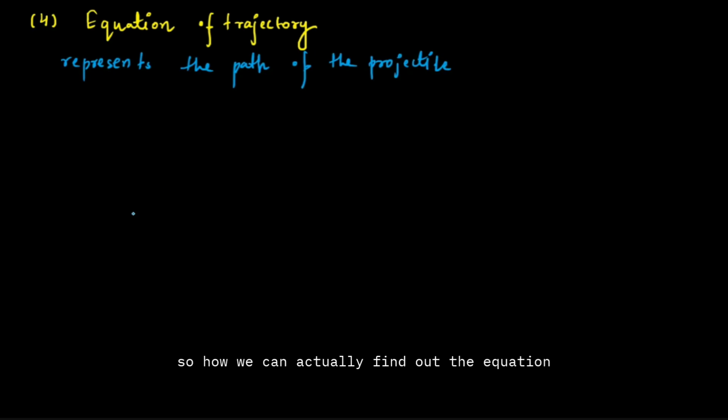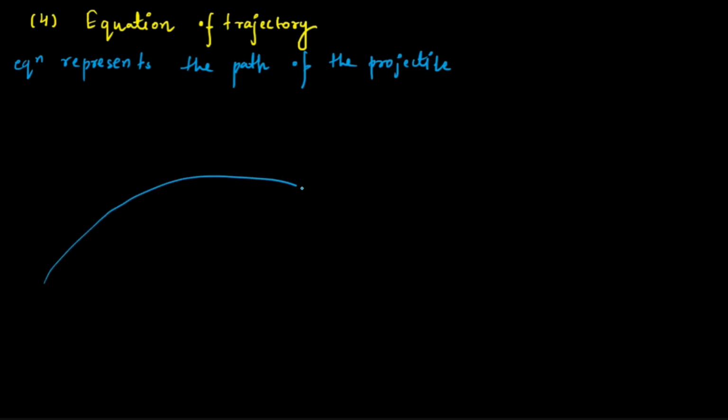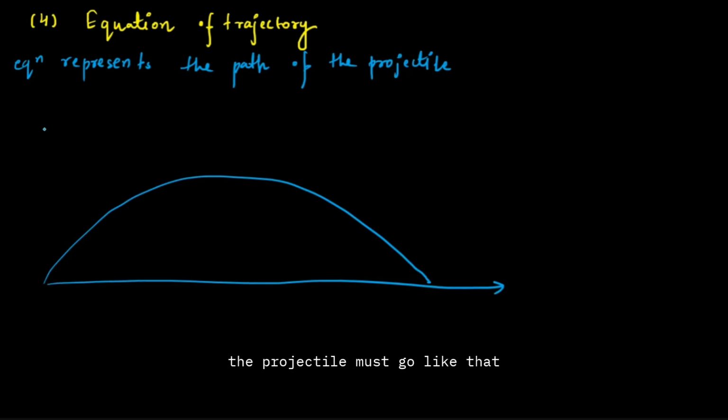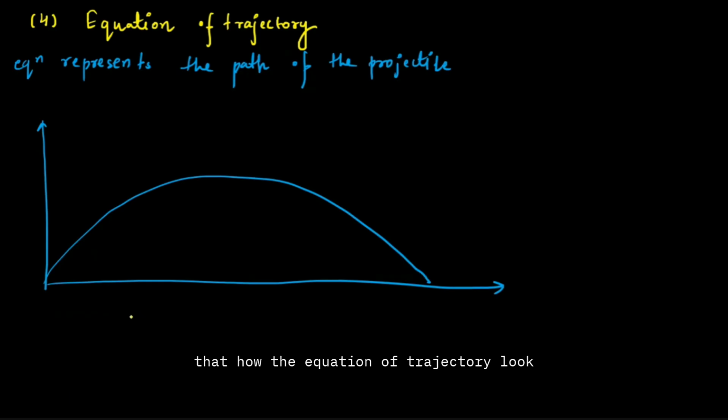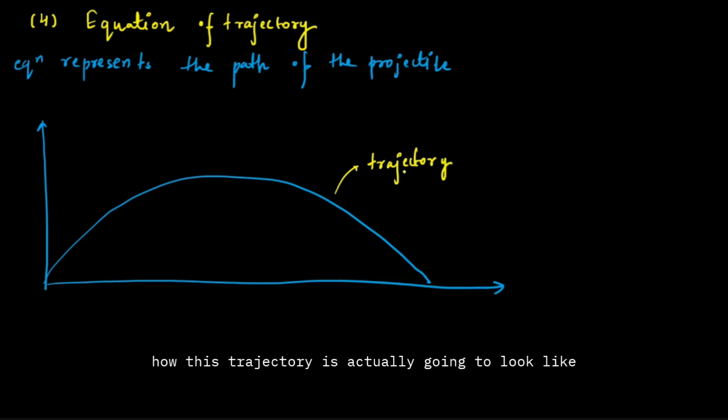So how can we actually find out the equation? Let us simply consider the projectile once again. We can see here the projectile must go like that. Now, in order to find out how the equation of trajectory looks like, this is the trajectory we have. And we have to talk about how this trajectory is actually going to look like, how we are supposed to find out the equation. Now, this is the most important part about this.